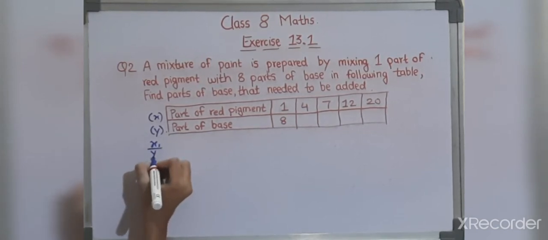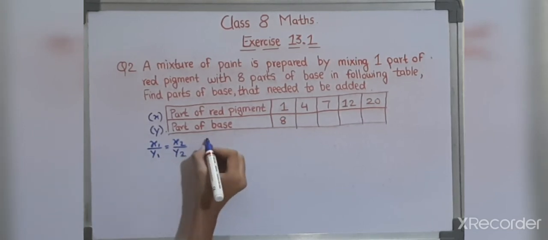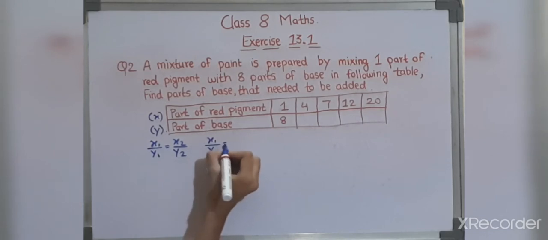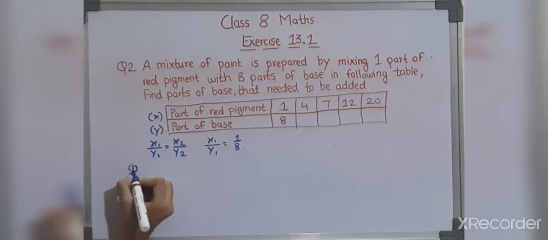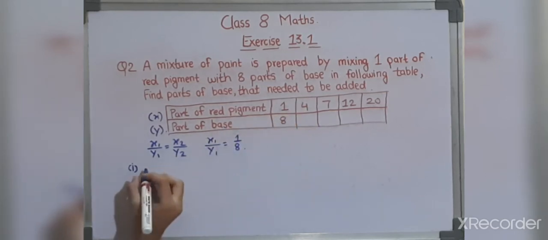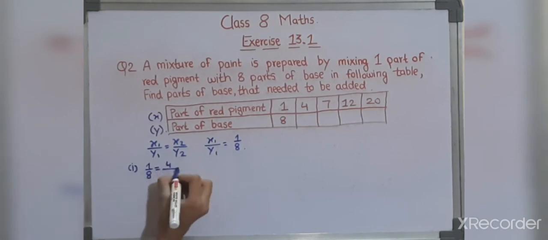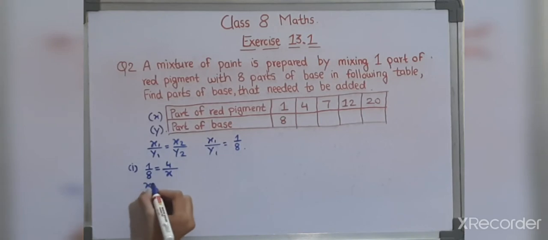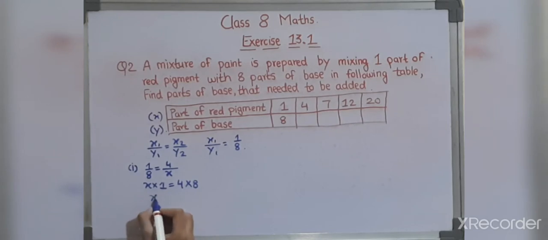x1 upon y1 is equal to x2 upon y2. So here we can take x1 upon y1 as 1 upon 8. So first one. Now we need to find the part of base where part of red pigment is 4. So 1 upon 8 is equal to 4 upon x. So x into 1 which is equal to 4 into 8. X is equal to 4 into 8, 32 upon 1 and x is 32.